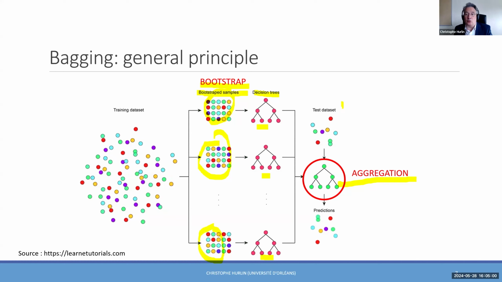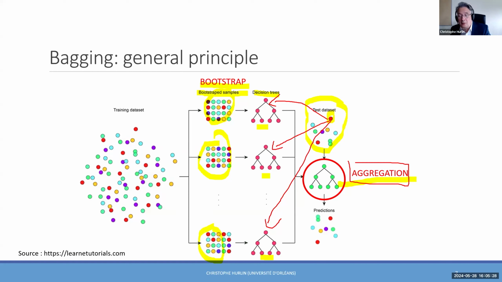Then when I have new data issued from my test data set, for instance these individuals, I will use the decision rule issued from the first tree, the decision rule issued from the second tree, and the decision rule issued from the B-th tree. And then at the end I have to aggregate, by a majority voting rule or by a simple average, the decisions of all the decision trees that have been trained on the bootstrap samples, okay? And at the end, we have an aggregation.